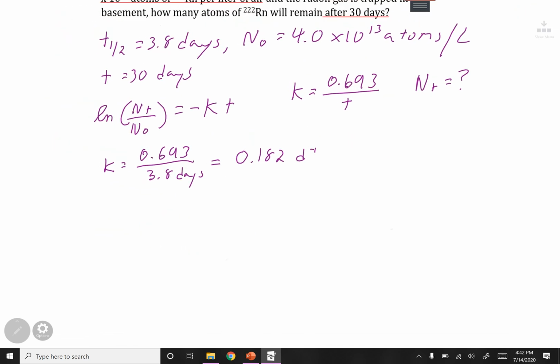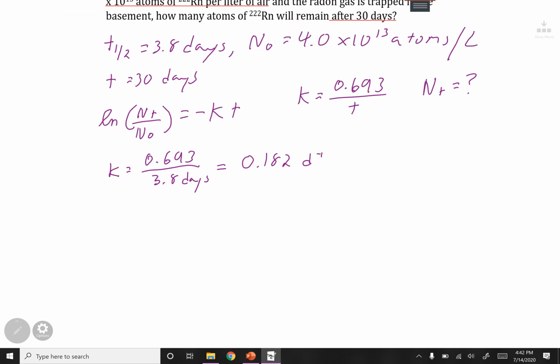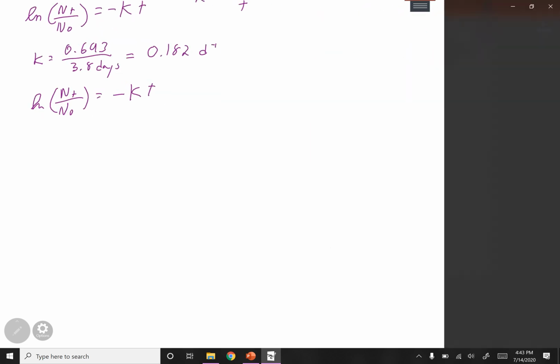Okay, so now I know my k value. So now I can use my natural log equation to solve for n sub t. I'll just say that the natural log of n sub t over n sub naught is equal to minus kt. I know k, I know t, I know n sub naught, I can solve for kt. So let's plug in our numbers.